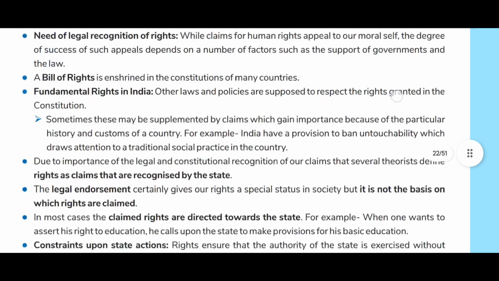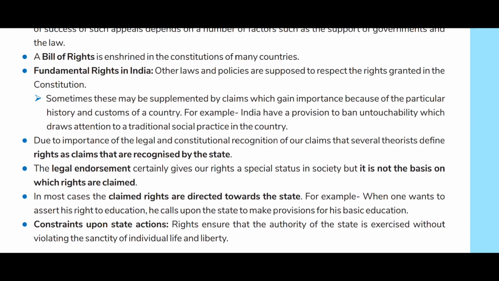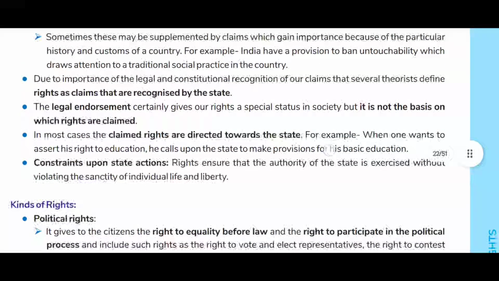Sometimes these may be supplemented by claims which gain importance because of the particular history and customs of a country. For example, India has a provision to ban untouchability, which draws attention to a traditional social practice in the country. Due to the importance of the legal and constitutional recognition of our claims, several theories define rights as claims that are recognized by the state.